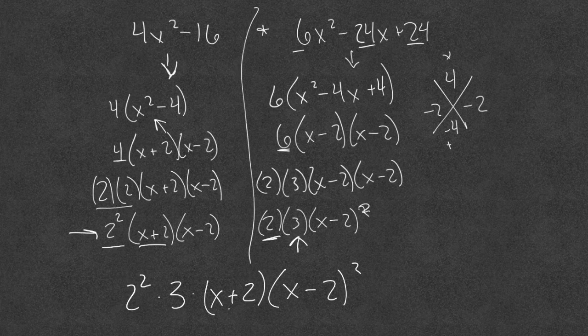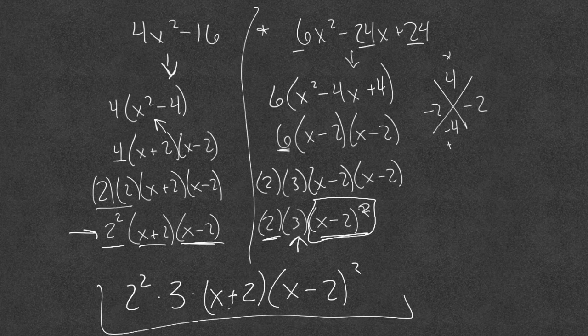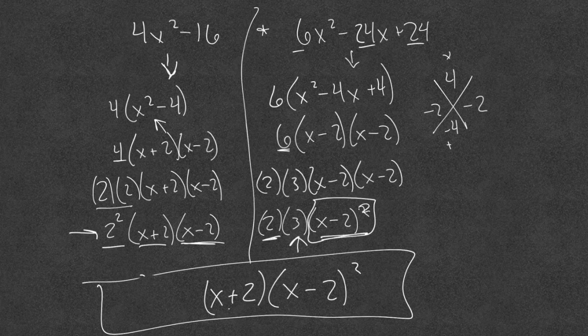Then an x plus 2. You only have one of them, so you only need one. And then on this side, you've got an (x minus 2) squared, which is your highest power of that factor because this side only has a single one. So this is what you're looking for. If I write it out, that 2 squared and 3 is actually 2 squared times 3. That's 4 times 3, which is 12. So 12 times (x plus 2) times (x minus 2) squared is your least common multiple.